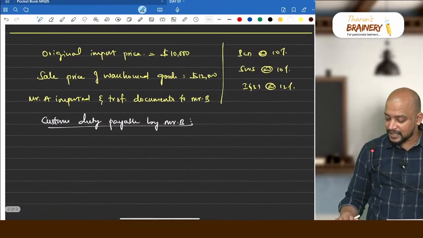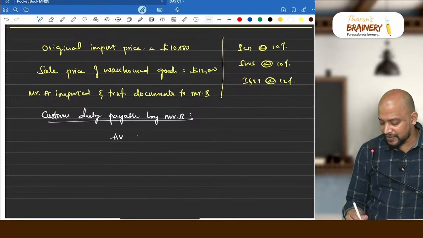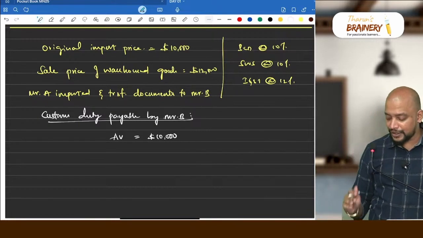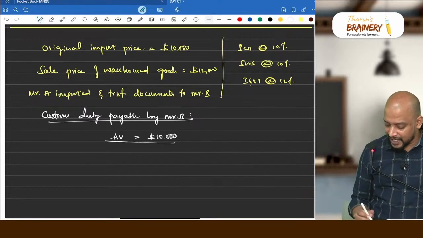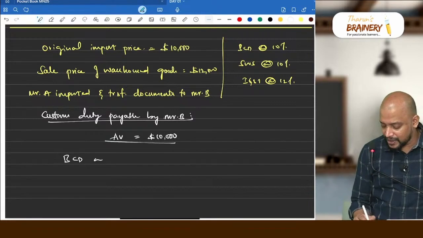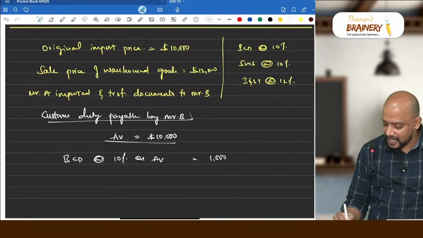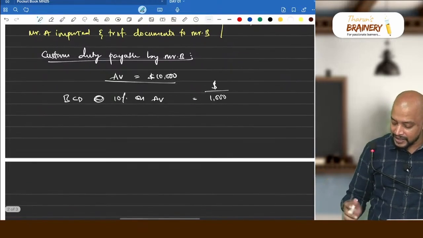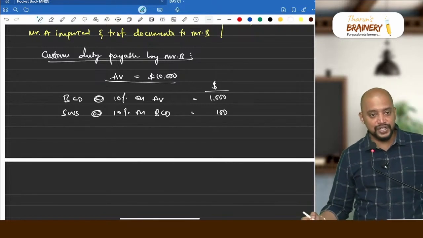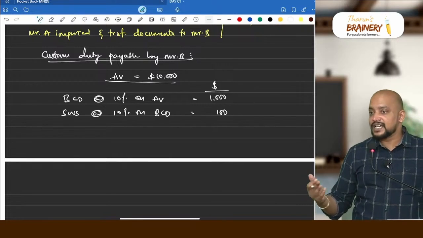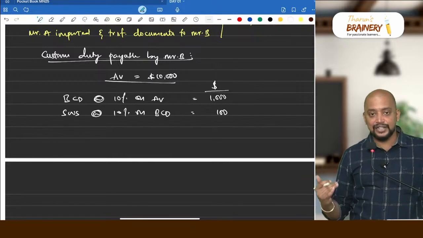So, first we need to see the assessable value. What should be taken as the assessable value? Assessable value will be taken as $10,000 only. It is not $12,000, it is $10,000. I am doing this computation fully in dollars for the purpose of understanding. Now, we need to take basic customs duty at the rate of 10% on assessable value. So, that will be $1,000. Thereafter social welfare surcharge should be taken at the rate of 10% on basic customs duty. That will be $100 as social welfare surcharge, and we have CVD, but we do not have CVD etc. here. But if it is there, that should be taken.